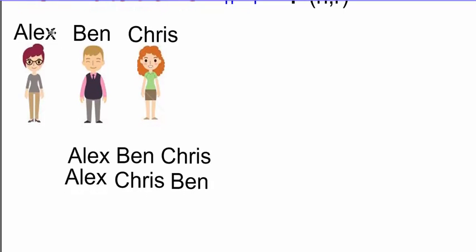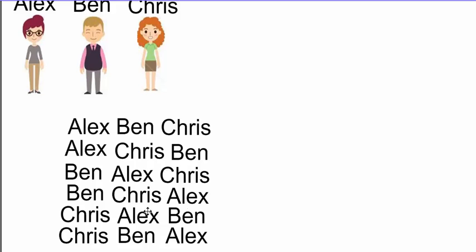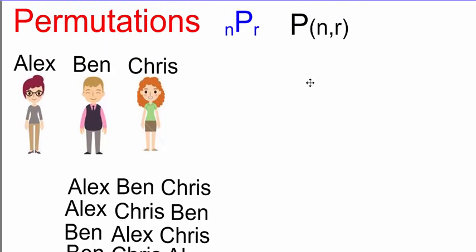We could also have Ben winning, followed by Alex, followed by Chris. And then, of course, we could have Ben followed by Chris, Alex, Chris winning, and the other two finishing in those orders. So we can see that given those three people, there are 6 different possible finishings, which means that if we are able to do this as a permutation, we should get an answer of 6.